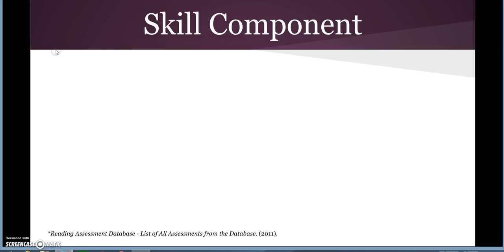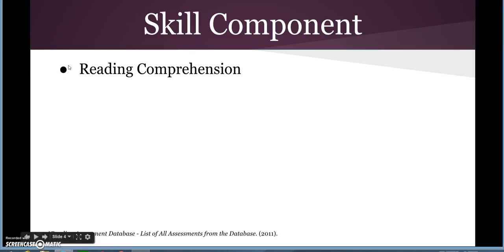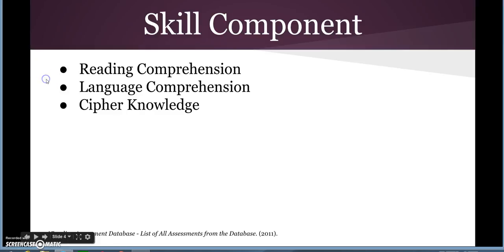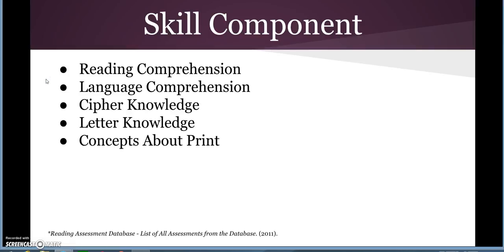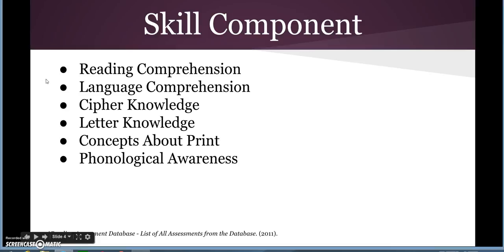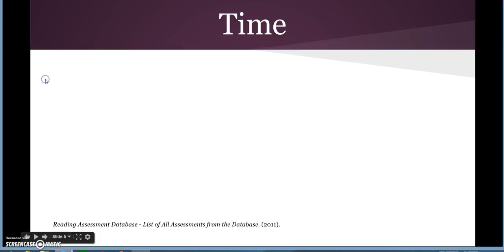The skills that GMRT covers are reading comprehension, language comprehension, cipher knowledge, letter knowledge, concepts about print, phonological awareness, and that's it. That's a little shorter than the previous one we looked at, but still a really good list.